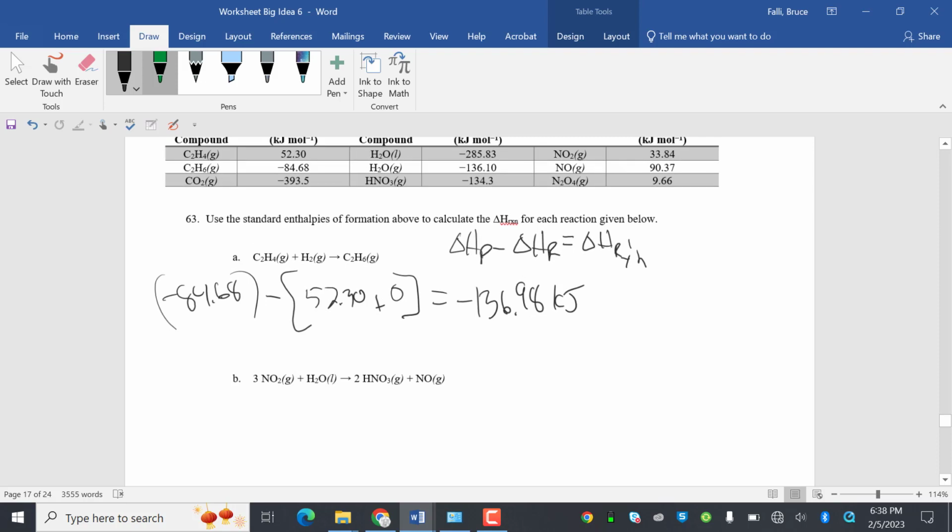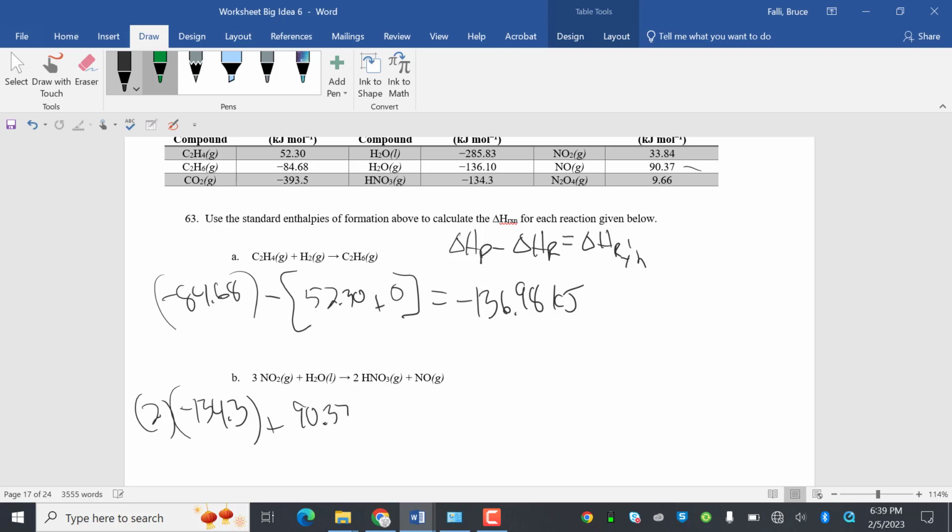Next one, 3 NO2. Again, it's products minus reactants. So 2 times HNO3 is negative 134.3, plus NO, 90.37. Products minus, distribute the negative, NO2 33.84, 3 times 33.84, plus liquid water, only one, negative 285.83. Now I have to distribute this negative sign.